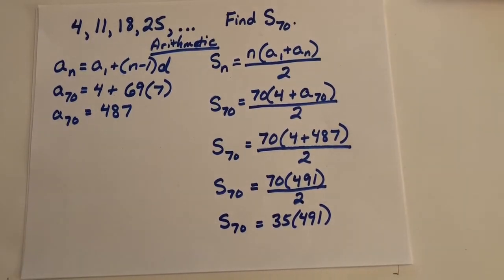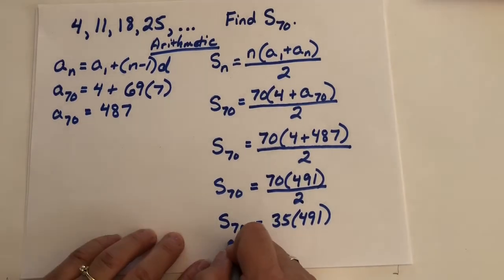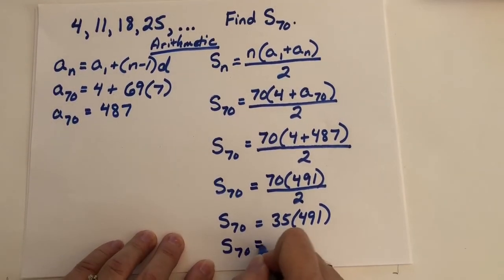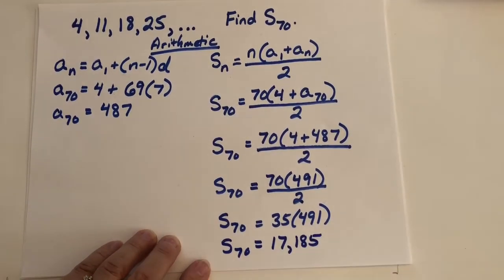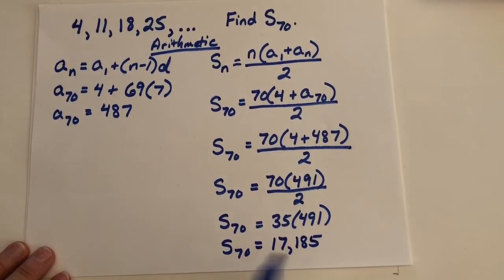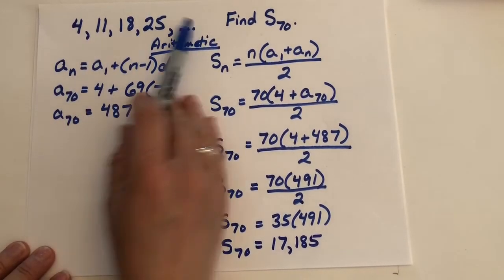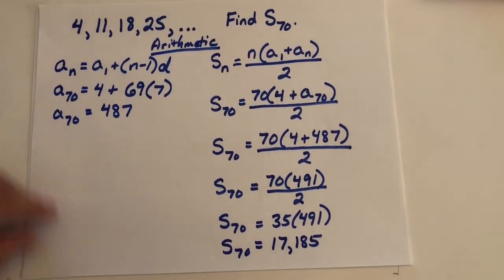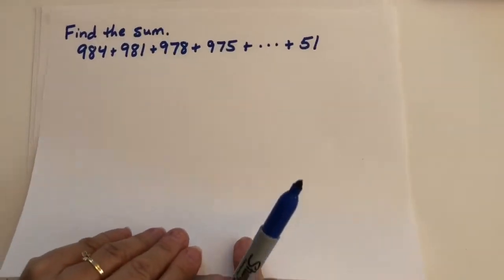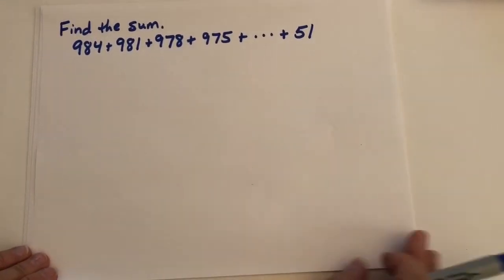So we have 35 times 491. And we get 17,185 is the sum of the first 70 terms in this list. Let's do one more. We're going to find this sum.